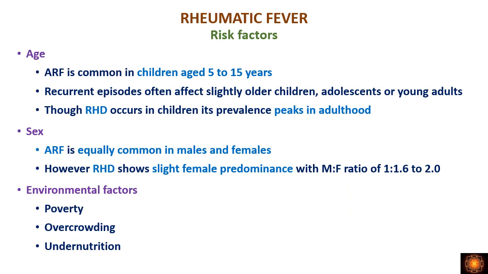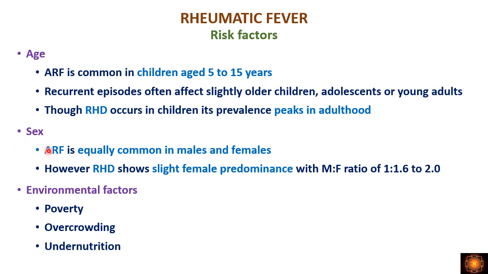Now coming to the risk factors, the age group: acute rheumatic fever occurs most commonly in children aged 5 to 15 years. Then recurrent episodes affect the older children. And finally, chronic rheumatic heart disease usually begins in children, but its prevalence peaks in adulthood. So recurrent attacks occur and the patient develops rheumatic heart disease. So usually we find rheumatic heart disease in adulthood, but for acute rheumatic fever the common age group is 5 to 15 years.